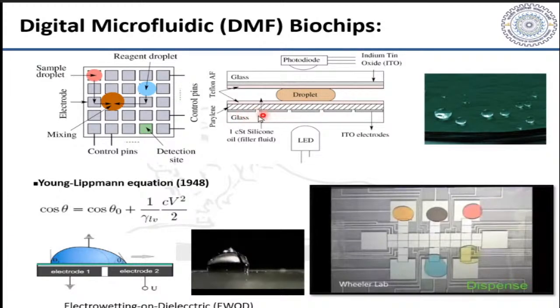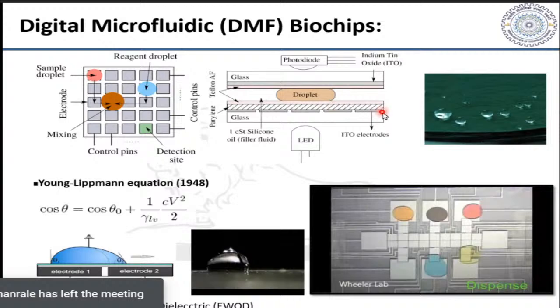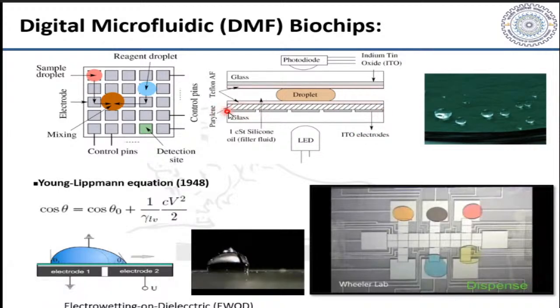So we have this glass plate, and on top of it you have the metal or ITO electrodes, and on top of this you have parylene, a material that is a dielectric medium. It does not create contact between the droplet and the electrode, because if the fluid is in contact with the electrode, then an electrochemical reaction or ionization will happen. That is not desired here. We do not want any electrochemical reaction; we want to see biochemical interaction. That is the purpose of this biochip.